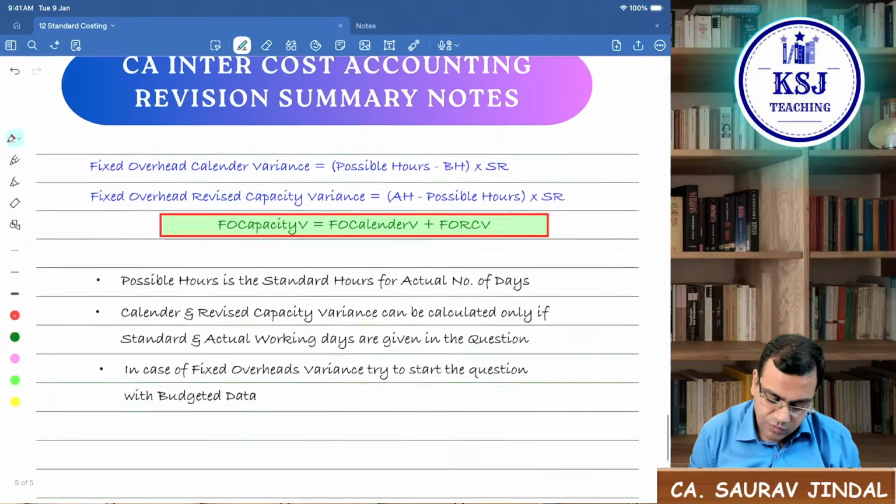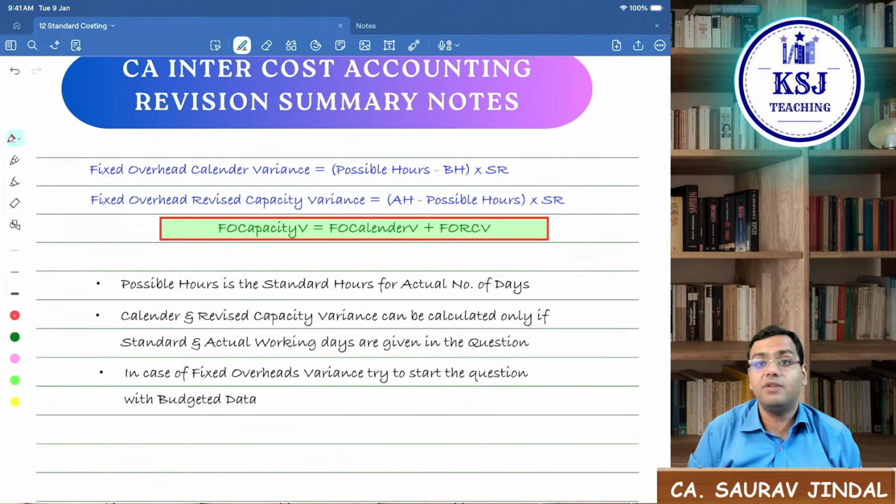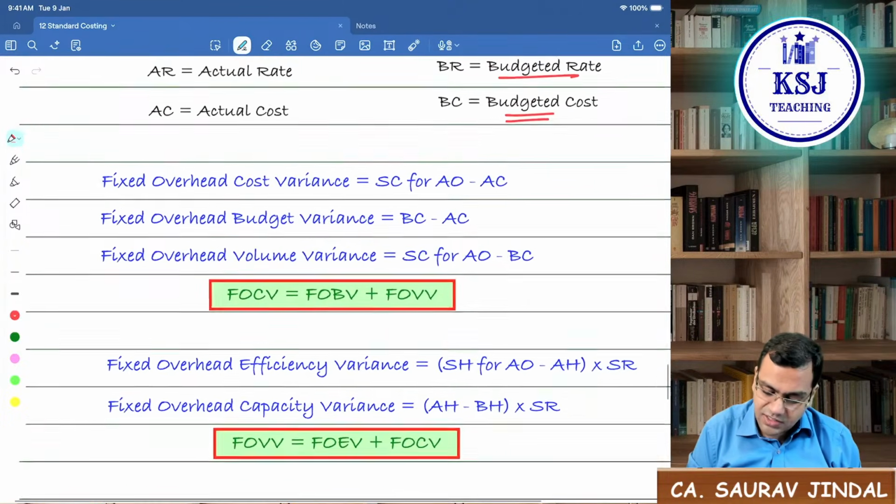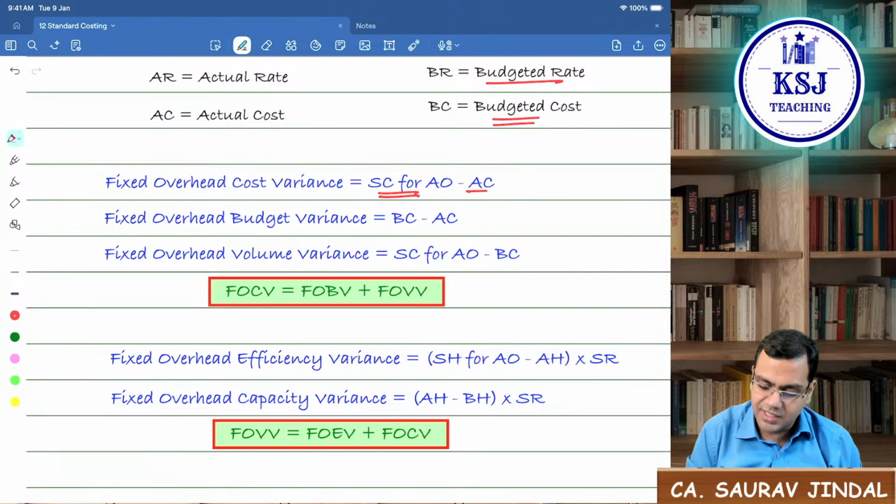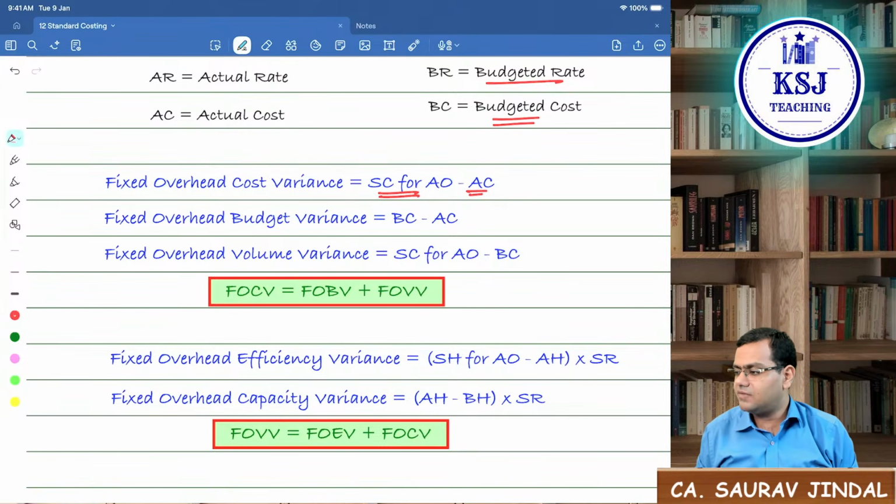3 plus 2, 5 plus 2, 7. 7 formulas are there. Cost variance, same. Standard cost for actual output minus actual cost. No change in the cost variance. Cost variance remains the same for all, right?